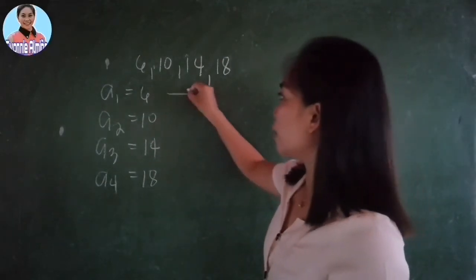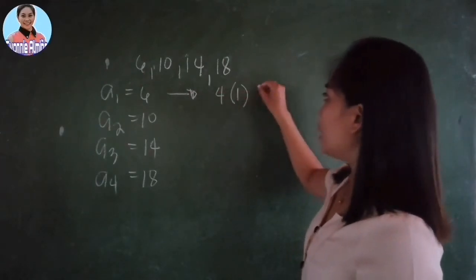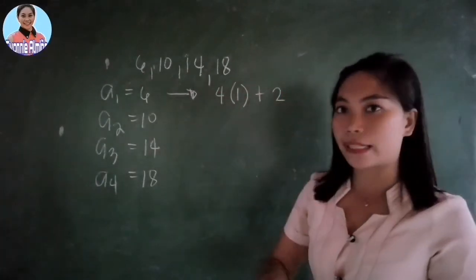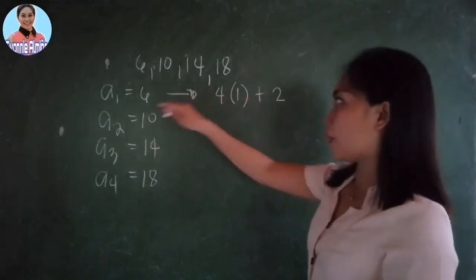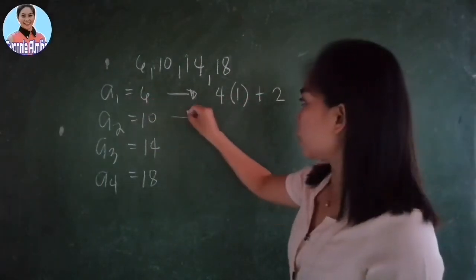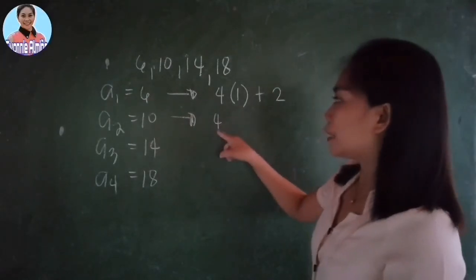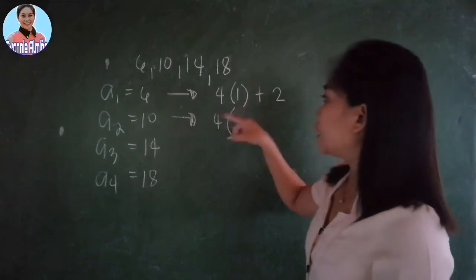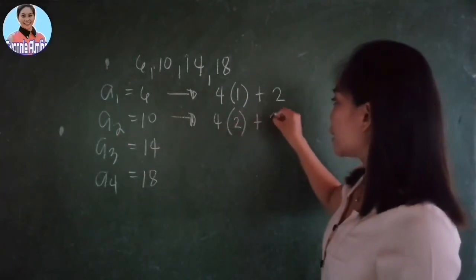So a sub 1, this could be 4 times 1 plus 2. I-try po natin. 4 multiplied by 1, that is equal to 4. Plus 2, you have 6. So dito, sa next natin na term, you have 4. This is a constant. Then, since a sub 2 siya, let's have 2 plus 2.